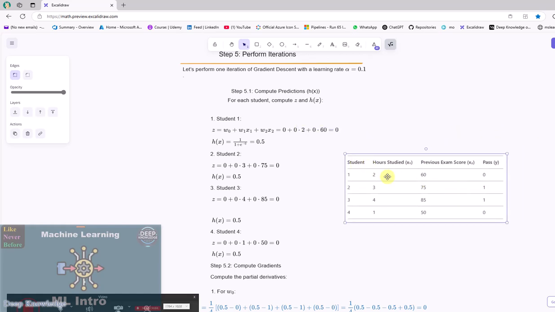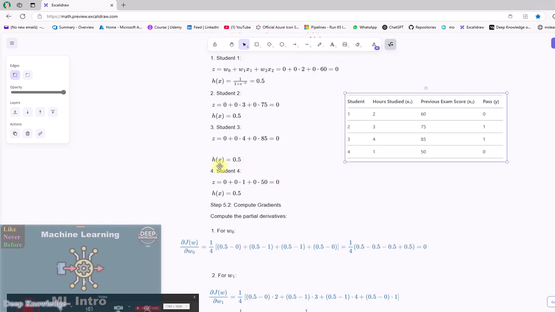So it's 2 multiply 0 and 60 multiply 0. It will be 0, and the sigmoid function will output 0.5. And we will do it for the second student, this one here, 3 and 75. It will also be 0, because all these parameters are zeros, the sigmoid function will be 0.5.